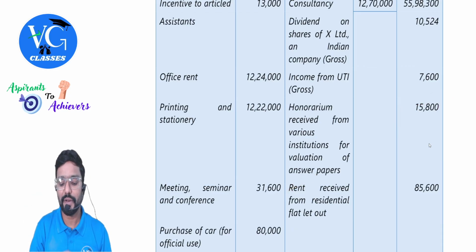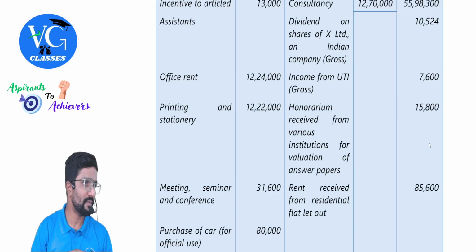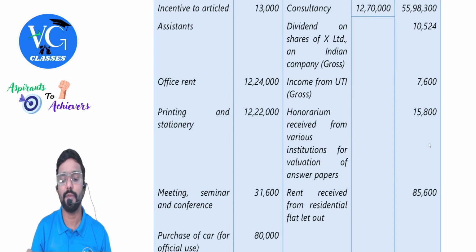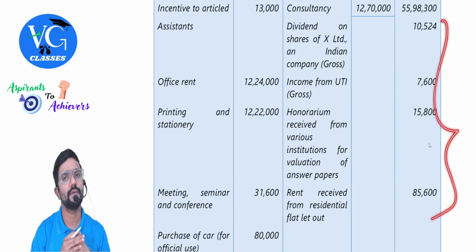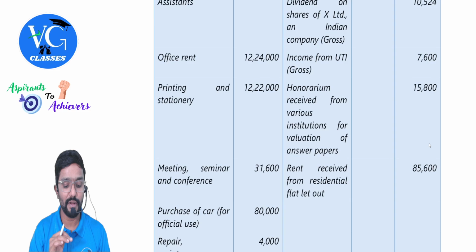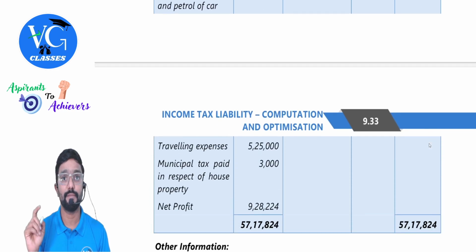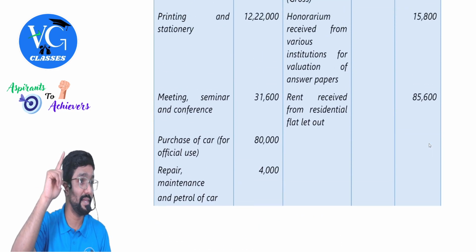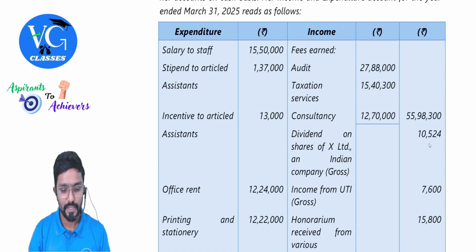Then rent received from residential flat let out, 85,600, house property. Clear. What should we do? While computing the PGBP income, we should remove all this. We should remove all this, provided you are taking the profit as a base. But here she is following cash basis. Please be careful.